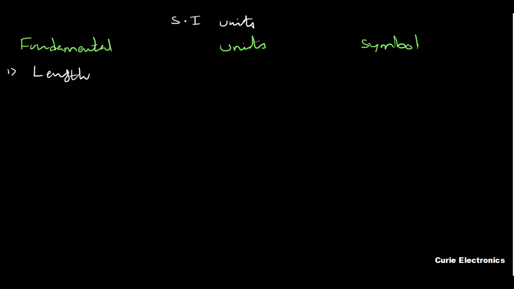First one is the length. The SI unit of length is meter, and it is represented by small m. Small m is the symbol. And the second one is mass. Mass is in kilograms, and it is represented as kg. It is small letter kg, kilograms.